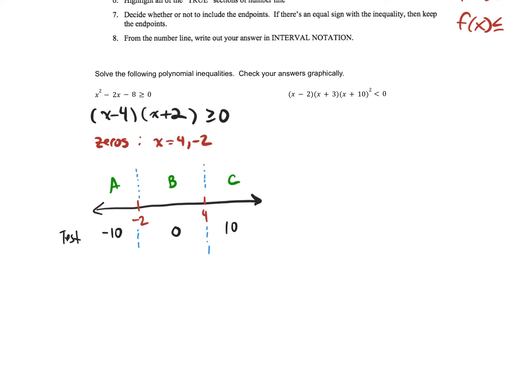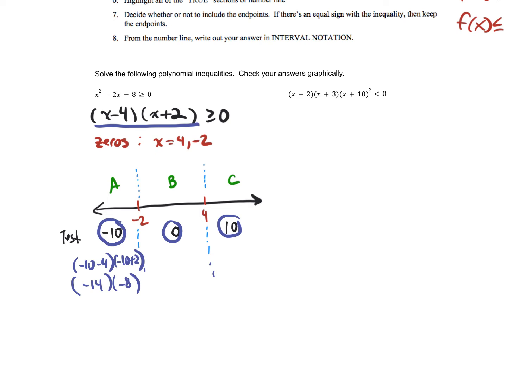And now here's the weird part. We're going to plug these three test numbers into our polynomial function, which is simply (x - 4)(x + 2). But I don't really care about the number, I just care if it's negative or positive. If I plug in -10, I get -10 minus 4 and -10 plus 2. So that's -14 times -8.